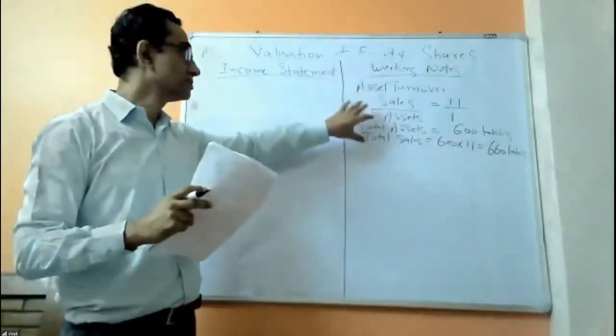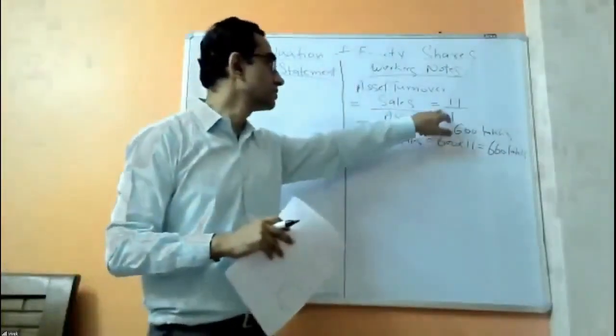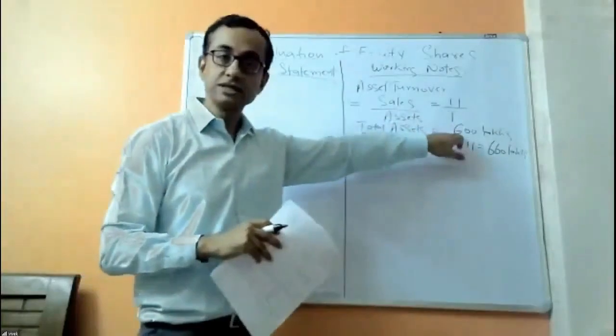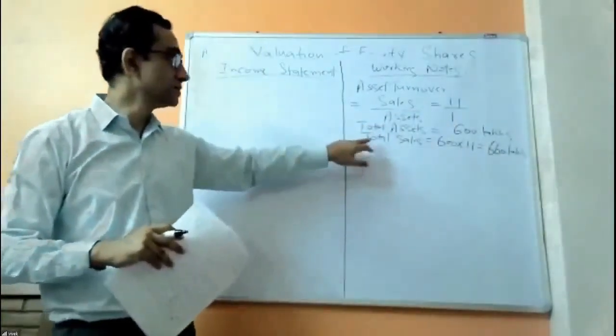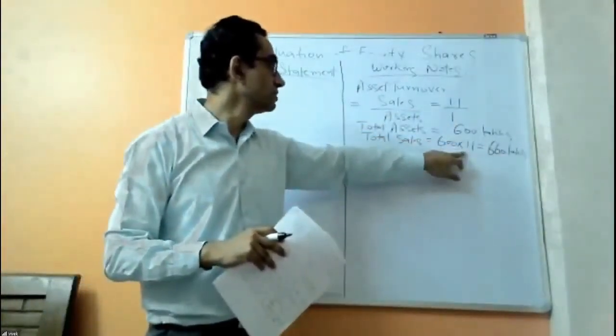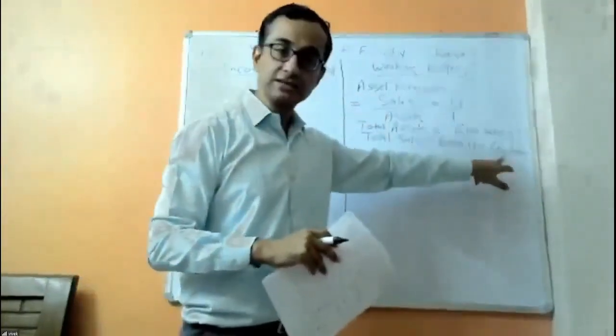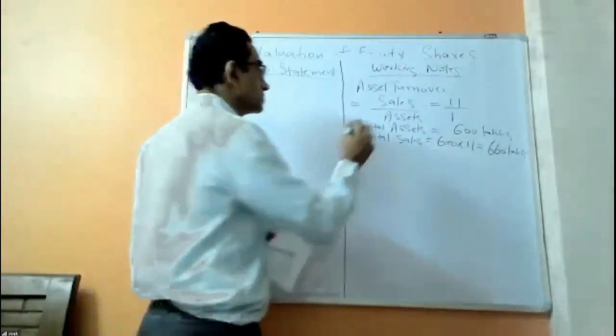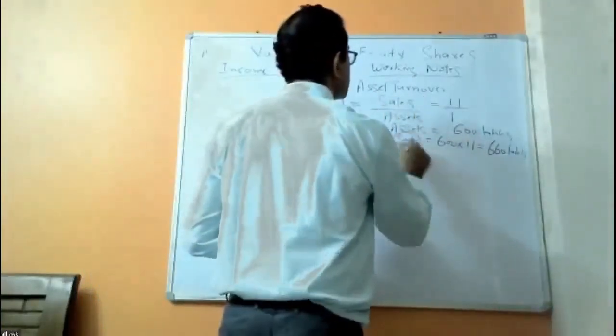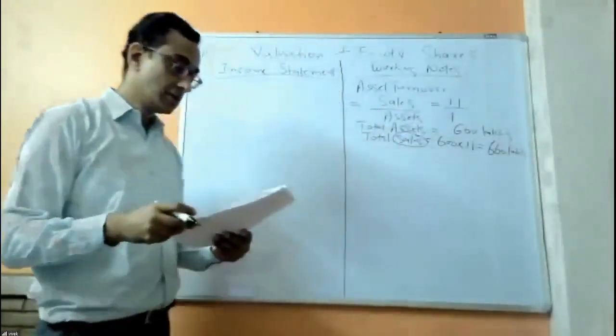Okay. So asset turnover, sales upon asset, 1.1. Since total asset is given 600 lakh, therefore total sales will be 600 into 1.1, because sales is 1.1 times of asset. So it will be 660 lakhs. So one figure is arrived at, sales. What next? Operating margin.